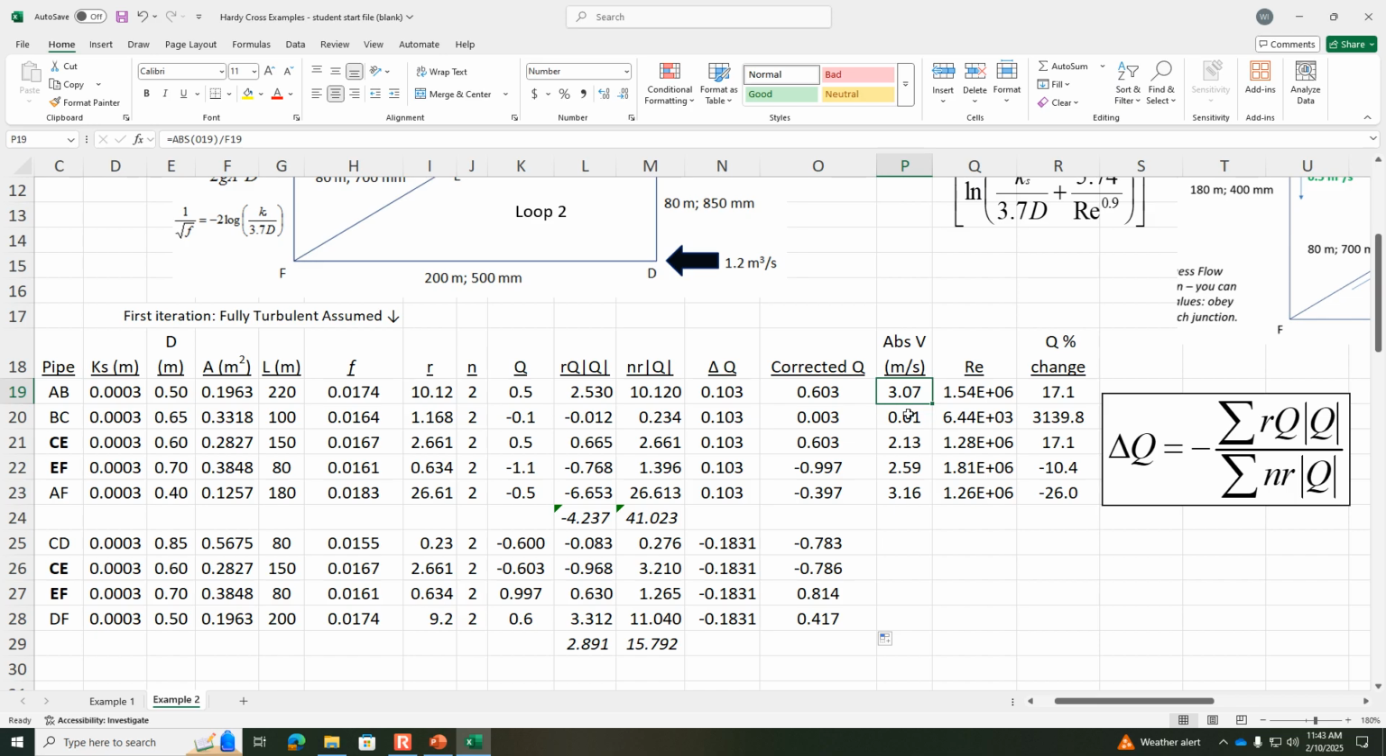Let me do the same thing for calculating the velocities, just copied from the formulas above. Same thing with the Reynolds number. I just copy and paste from the equations that I typed in before. And then even the percent change I can just copy and paste into this next loop.